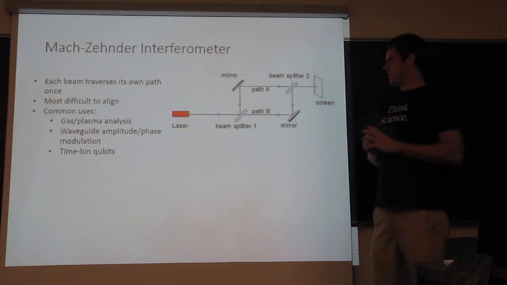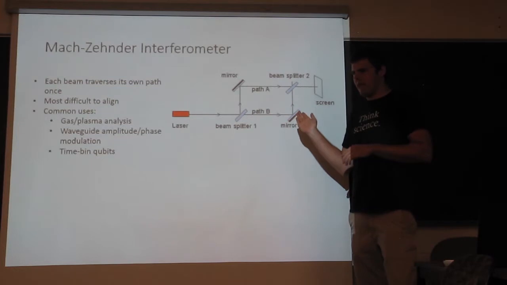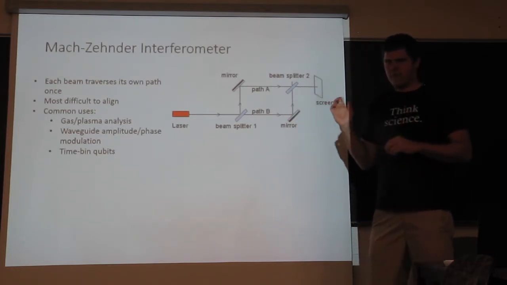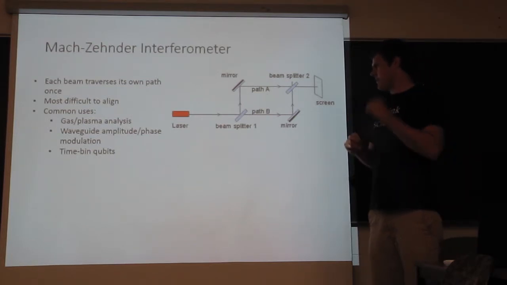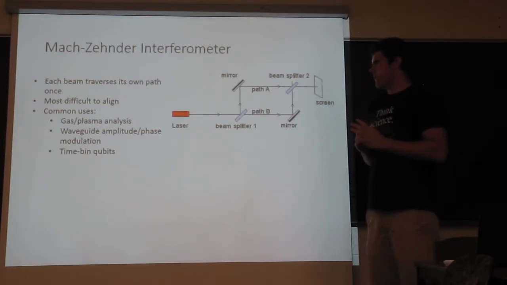So this one is yet a little different because each path is its own, but also it's only traversed once. And I would say this is the most difficult to align, and it can also be difficult to adjust the phase between the two arms without misaligning the interferometer.